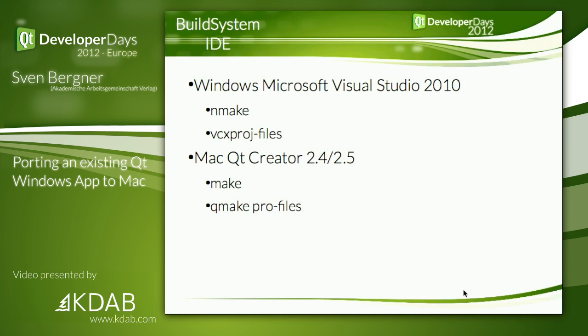So the next problem we raised was that you have different build systems on Mac and on Windows. On Windows you have your Visual Studio, which has VCX project files on Visual Studio 2010 and uses nmake. On Qt Creator you use qmake, profiles, and make as a build tool.